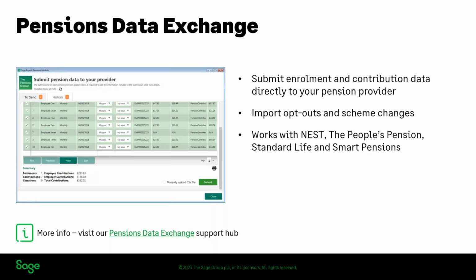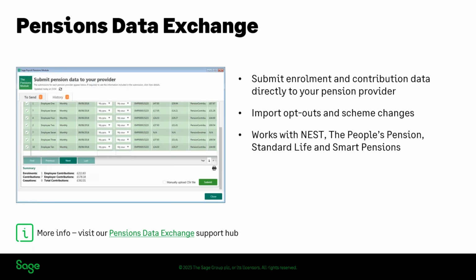So option 1 is to use Pensions Data Exchange. You can think of this a little bit like RTI, where you're submitting payroll information to HMRC, but for pensions. So this is where enrolment details and contribution details are sent directly to your provider. So there's not much manual process involved. Just run this option, and then a submission is made and received by the provider.